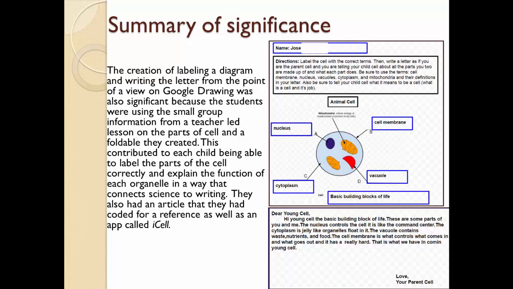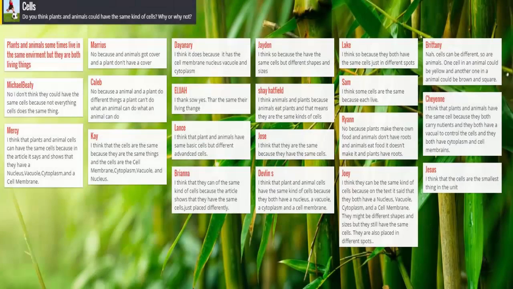Students were also able to use their research that they had previously done when creating an edible cell and when working in a small group led direct instruction by their teacher to create a foldable. In addition, students also could refer back to an article that they had, an iCell application that they had, and they also had a Padlet that they had created about cells.